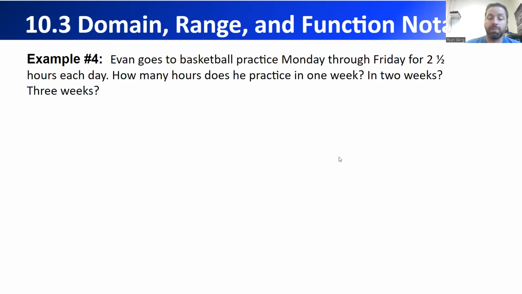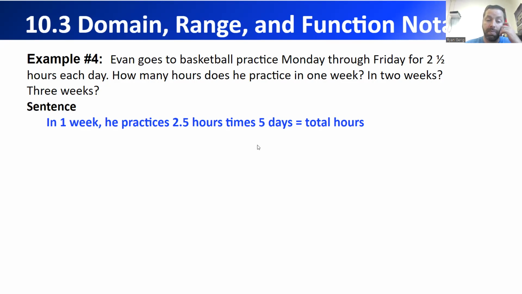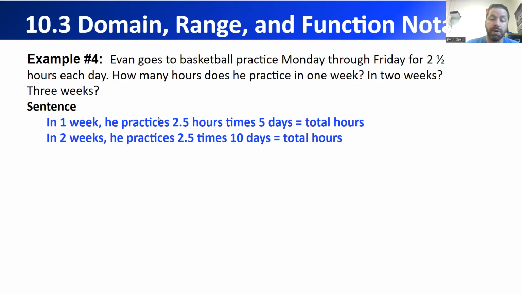Example 4 is a word problem. Evan goes to basketball practice Monday through Friday for 2.5 hours each day. How many hours does he practice in 1 week, in 2 weeks, in 3 weeks? So the first thing I'm going to do is write this as a sentence. What's going on here? In 1 week, he practices 2.5 hours times 5 days, because there's 5 days in a week. And that gives me the total hours that he practices in 1 week. In 2 weeks, he practices 2.5 times 10 days, because that's how many days are in 2 weeks, equals total hours. 3 weeks, you see what happens there, and hopefully you start to see a pattern.